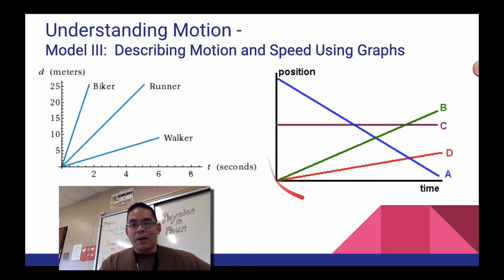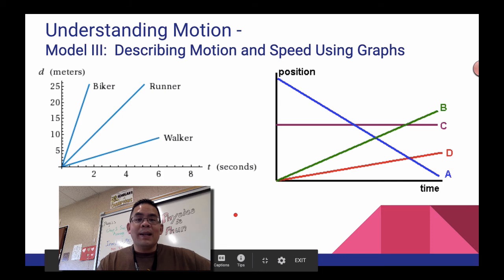And if you look at this graph over here, you can see not so steep means slow, a little bit faster for the B. But then when you look at A, which is going backwards, this is a fairly fast one compared to D, but it's going backwards. Negative slope means you're going backwards. So that is basically how we analyze graphs.